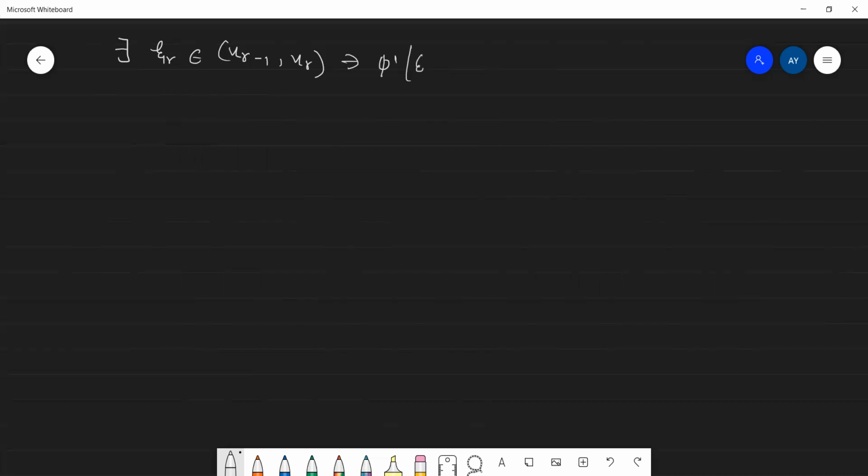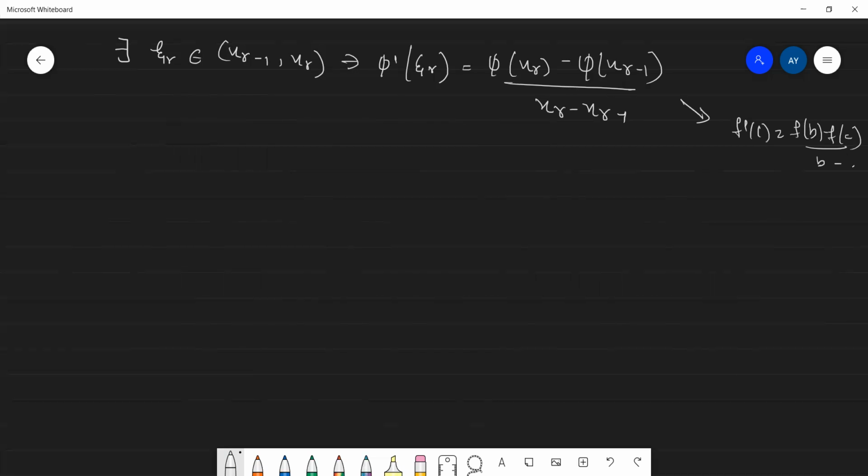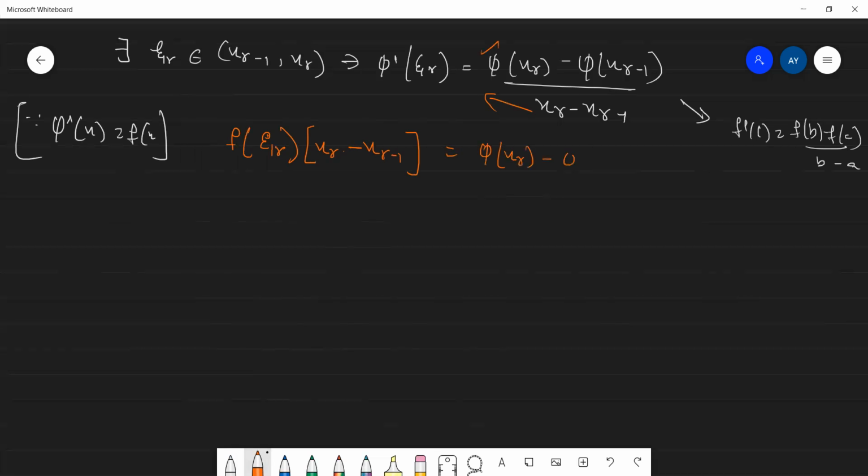So phi dash of epsilon 1r is equal to phi of xr minus phi of xr minus 1 by xr minus xr minus 1. This we took from Lagrange's: f dash of c is equal to f of b minus f of a by b minus a. Now we already know that phi dash of x is equal to f of x. So in place of phi dash of x, I'm just substituting f of x. So you'll get f of epsilon 1r, and I'm multiplying this with this, so you'll get xr minus xr minus 1. Till here it is finished, and you'll have the numerator, that is, phi of xr minus phi of xr minus 1. Now in the next step, what do we have to do?